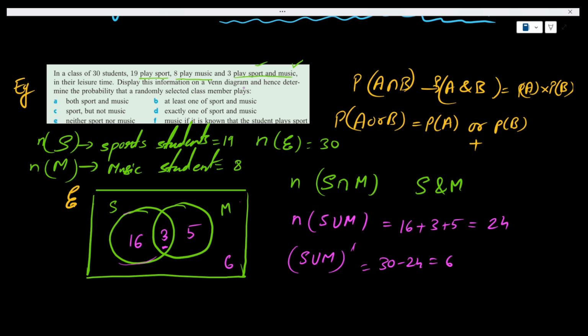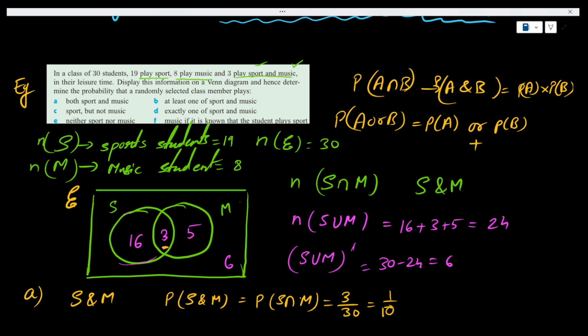Display the information on the Venn diagram and calculate the probability. Now what is given here, if you take part A, they play both sports and music. Now again your "and" rule will come here. So this is nothing but the probability of S and M. You take the common part, which is the intersection. "And" rule means the part common between both. That is going to be 3 out of 30, that is 1 by 10, right?